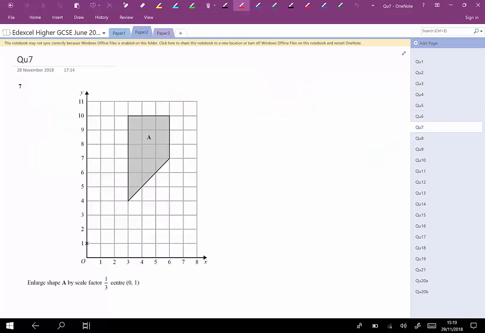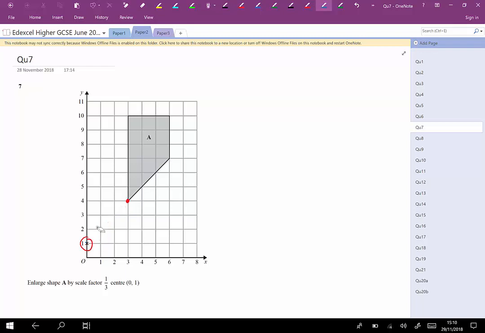Question 7. Can you see there's that little cross there? Everything is a third of the distance away from that. So that point there used to be 3 diagonals away. Now it's going to be just 1 diagonal away. The shape used to be 3 diagonals along, so now it's just going to be 1.